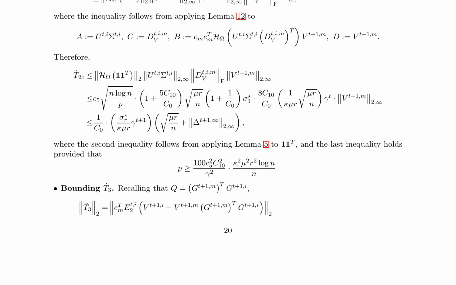Finally, the authors bound T3, which involves the terms e_t^m, I, v_{t+1}, I, v_{t+1}, m, g_{t+1}, m, and g_{t+1}, I. By applying lemma 5, they establish an upper bound for T3 in terms of logarithmic functions and the eigenvalues of v_t, m and v_{t+1}, m. The authors assume that P satisfies certain conditions to ensure the validity of these bounds.